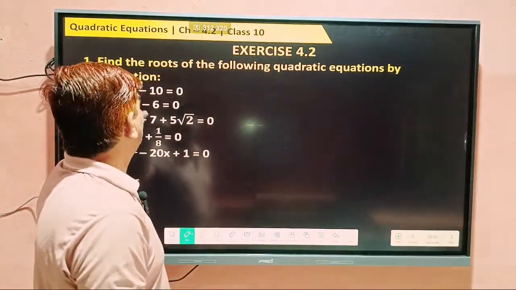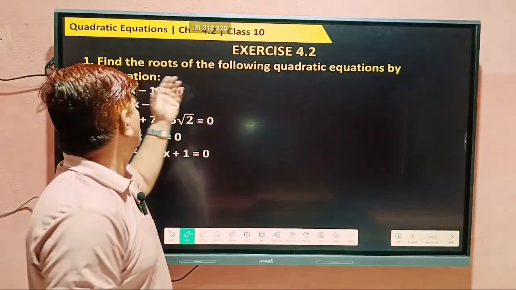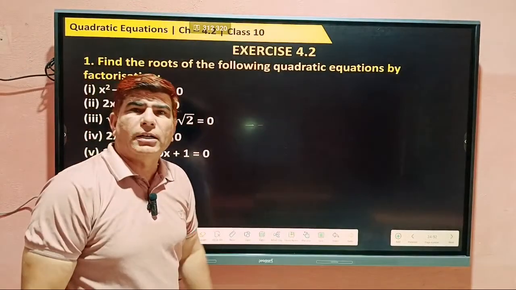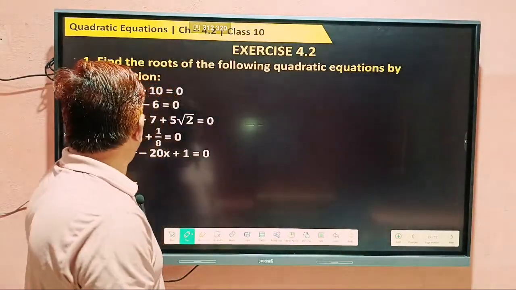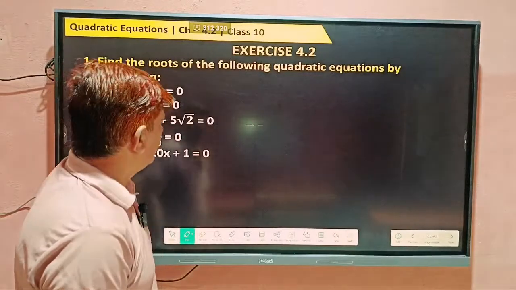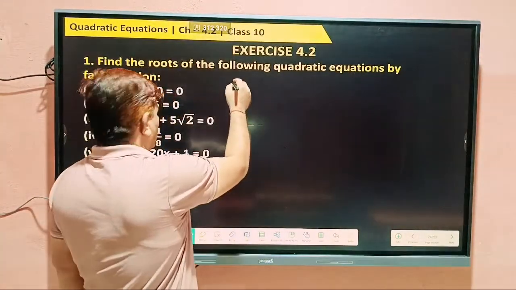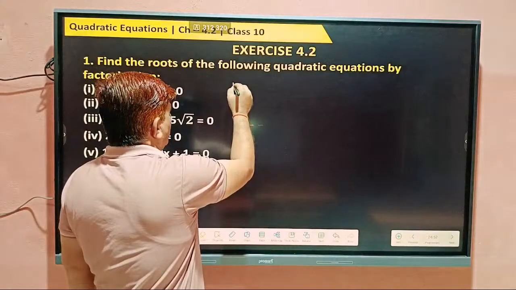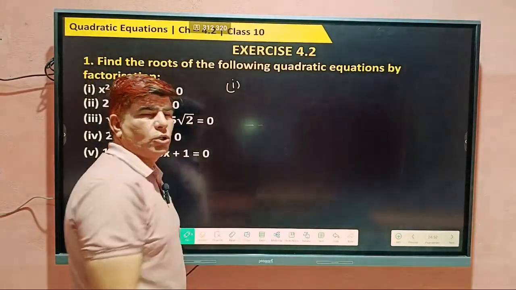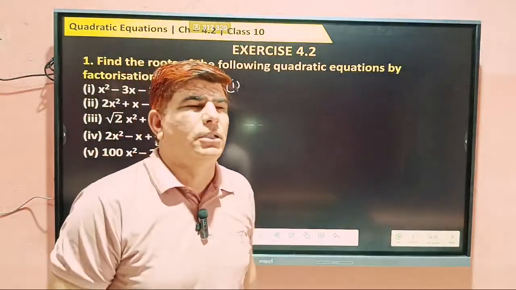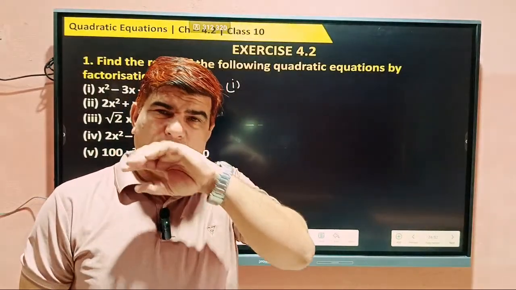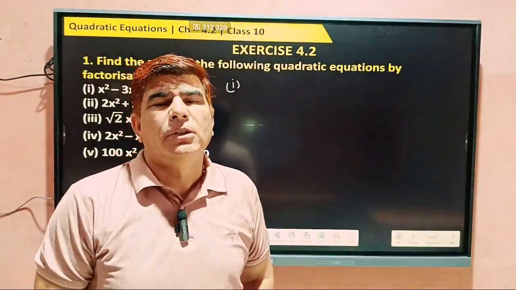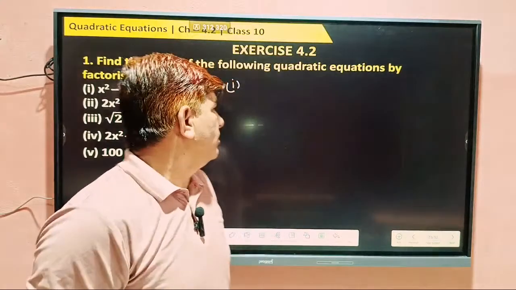So the first question: find the roots of the following quadratic equations by factorization. So by factorization you have to tell. The first part is given, and this is a very easy part, if you can understand. I already told you two steps are needed, and if both steps are right, then there is no problem in the factorization, or you can say splitting the middle term.